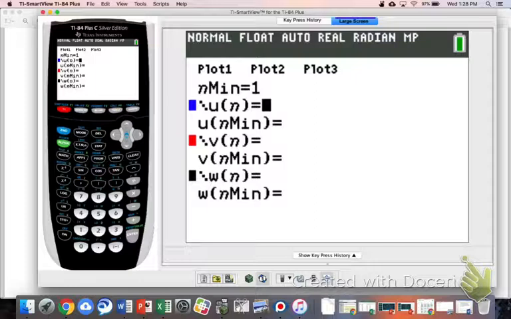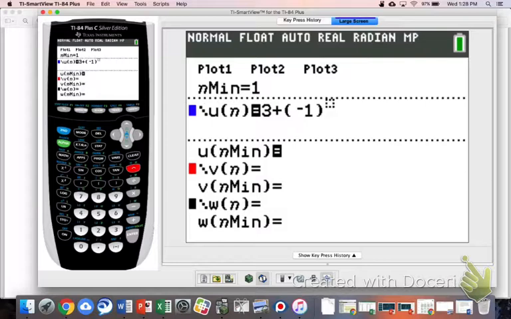And then it has u of n, right? So u of n is going to be the function that generates the terms in the sequence. And so we have 3 plus negative 1 to the n. So let's type that in. 3 plus parentheses negative 1 to the n. I've got to put a little exponent in there, to the n.